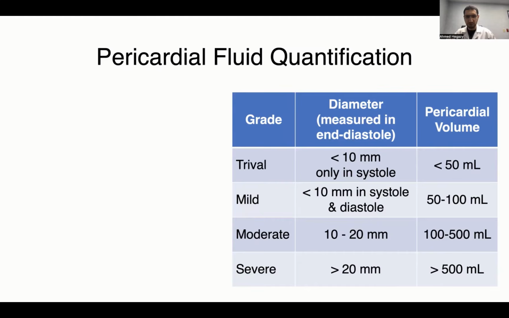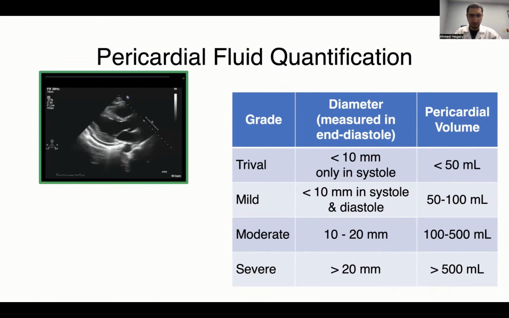If the pericardial effusion diameter is greater than 1 centimeter but less than 2 centimeters, then the pericardial volume of fluid is likely between 100 to 500 mils. If the pericardial fluid diameter is greater than 20 millimeters or 2 centimeters, this indicates a pericardial effusion of greater than 500 mils of volume.